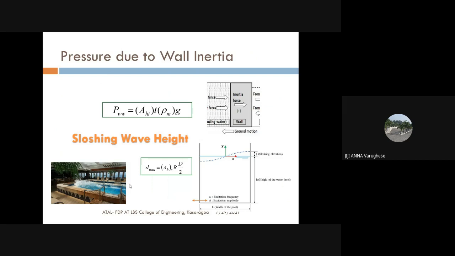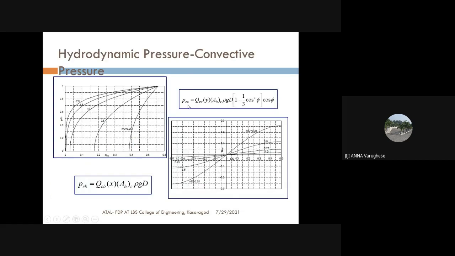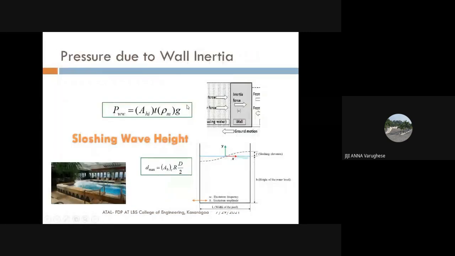So we have seen what is impulsive hydrodynamic pressure as well as convective hydrodynamic pressure. And there is one more pressure value which we have to consider while designing the side wall. That is the pressure due to wall inertia, and it is represented by PWW. The first W stands for the structure on which this pressure is acting, that is, on the wall. And the second notation shows due to which parameter it is acting, and that is due to its own self-inertia.